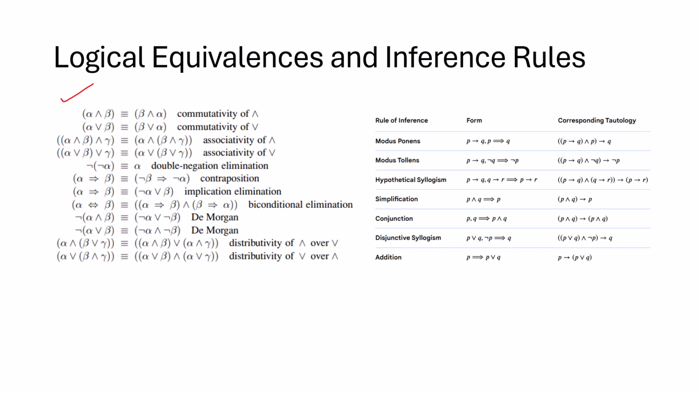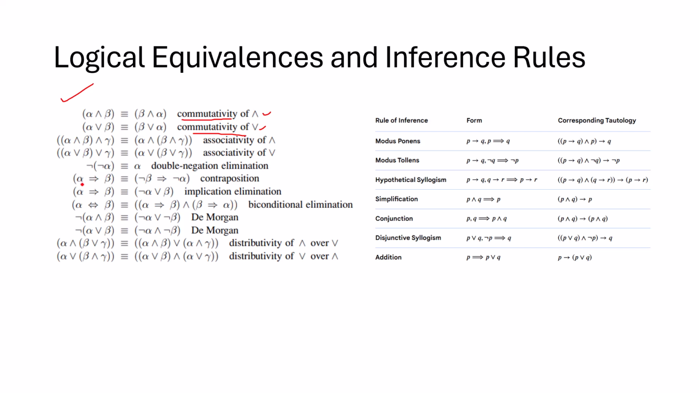So how it works: P and Q is equivalent to Q and P. This is called commutativity, or alpha and beta is equivalent to beta and alpha. So commutativity of the AND operation. Similarly, alpha or beta is also equivalent to beta or alpha, which is commutativity of the OR operation. Now we can have associativity, like alpha and beta within parentheses, and then gamma, it can be spread around like alpha and beta and gamma, which is associativity. Similarly for OR. So double negation is another one.